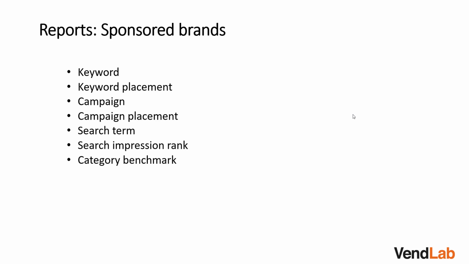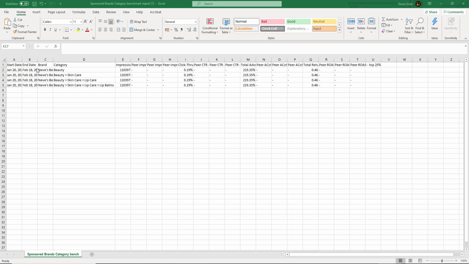The category benchmark report benchmarks the performance of your sponsored ad campaigns against other competitors in your category. In this example report, you have your brand, the category, and it lists all the categories which you're listing in, the number of impressions that you're receiving, and it will give you your comparison against your peers' impressions and the bottom 25% of your peers, the median peer and the top 25% of your peers, your click-through rate, and it will compare you against your peers' click-through rate, your peers' advertising cost of sale, and your peers' return on advertising investment.